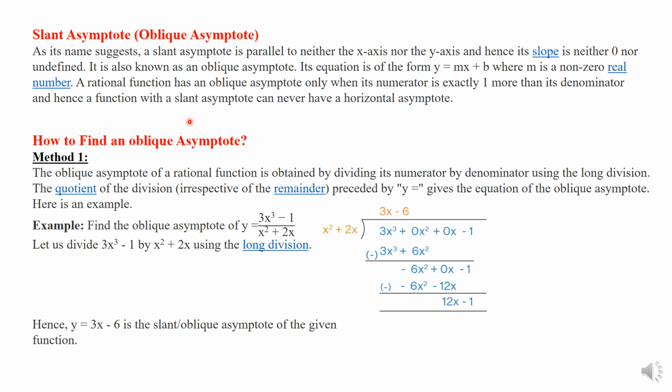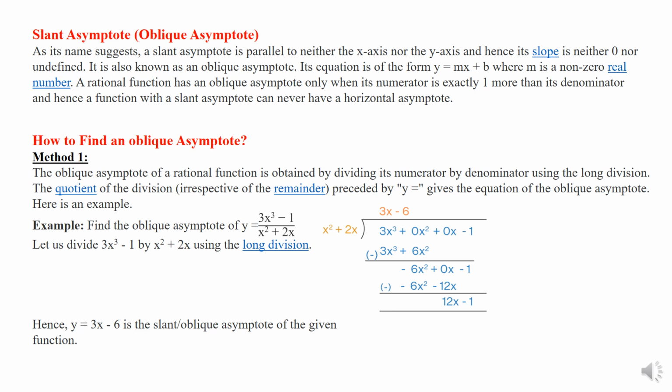Now, how to find an oblique asymptote? The first method is by using Euclidean division. You divide the numerator by the denominator, and the result is the oblique asymptote. So here the numerator is 3x cubed minus 1, and the denominator is x squared plus 2x. We do Euclidean division to get 3x minus 6. So y equals 3x minus 6 is the oblique asymptote.